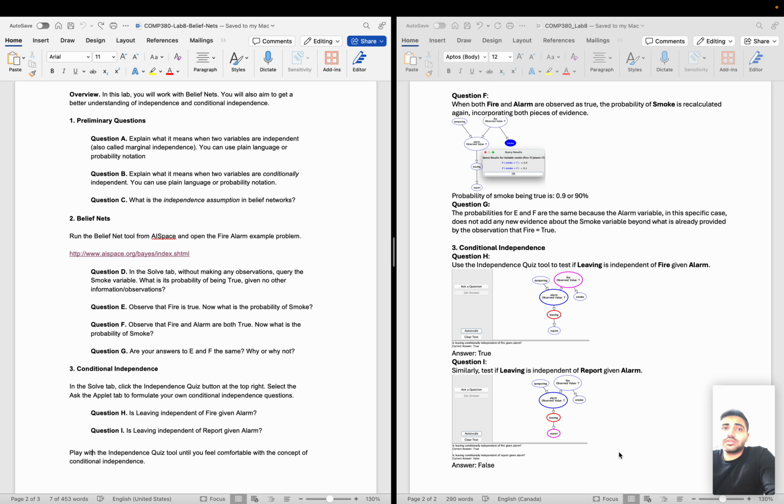Moving forward to questions H and I. Is leaving independent of fire given alarm? We run that conditional independence question in our applet, and as you can see in the screenshot that I've taken from it, the output comes as true. So leaving is independent of fire given the alarm. And then moving to I: is leaving independent of report given alarm? That's actually false.